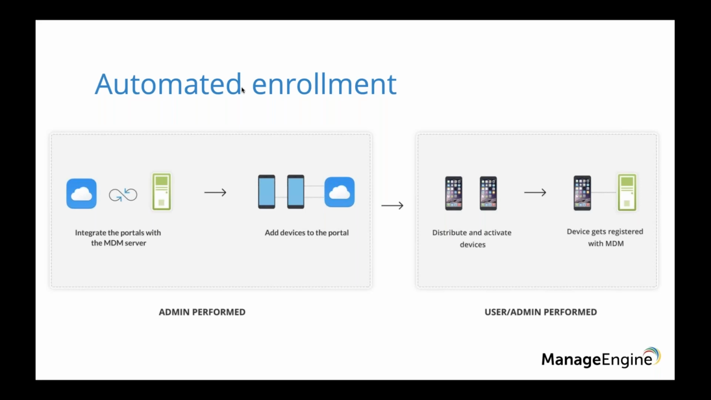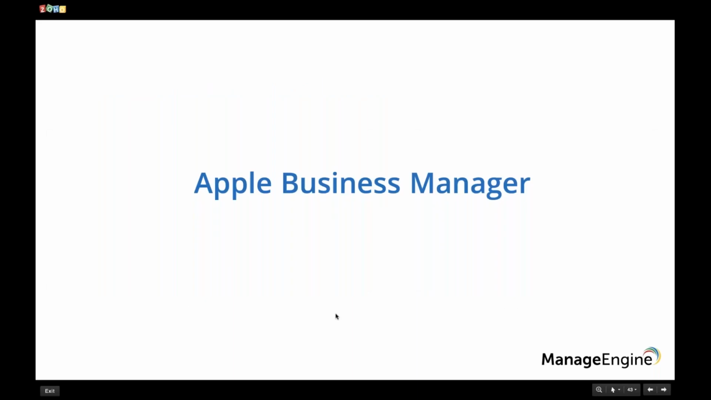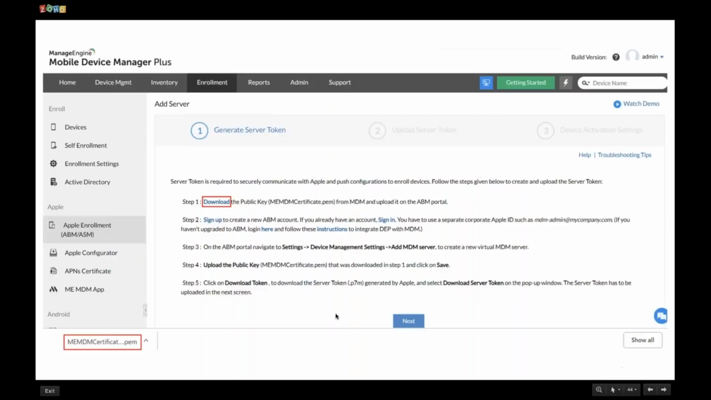So let's first look into how the Apple Business Manager solution works. So this is the MDM portal. You have the enrollment tab over here, and on the left, you have your Apple enrollment program. So it's either Apple Business Manager or your Apple School Manager solution that you can integrate with the MDM. So you'd have to download the public key from our service, and then you click on the option to sign into your respective ABM account.